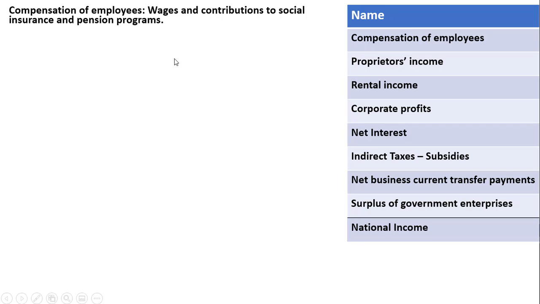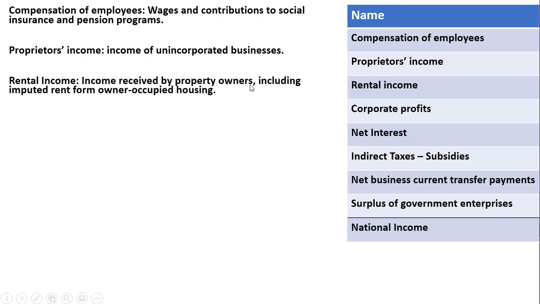Compensation of employees is just wages and contributions to social insurance and pension programs. Proprietor's income is income of unincorporated businesses. Rental income is income received by property owners. It also includes imputed rent from owner-occupied housing.